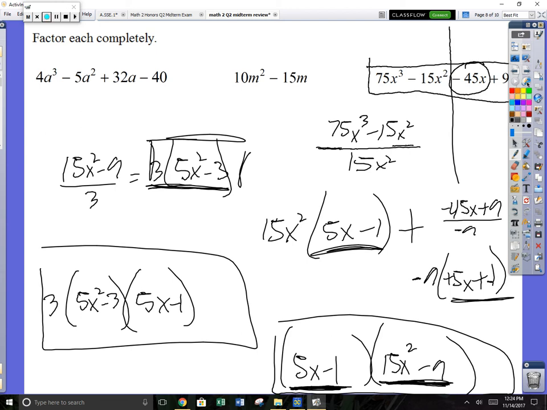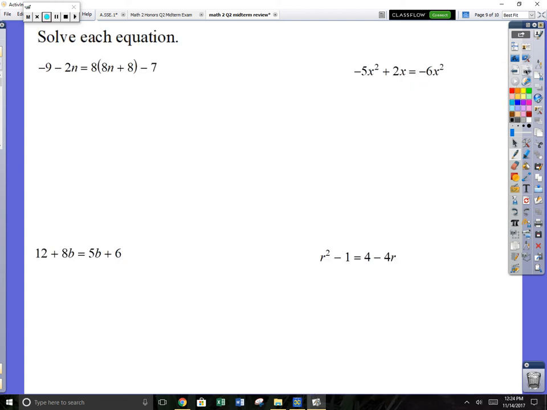Alright, now let's start solving some equations. So these equations right here, first you distribute the 8 through. So on the left, there's no like terms, everything's simplified.